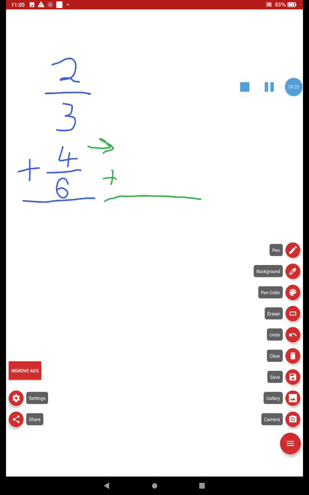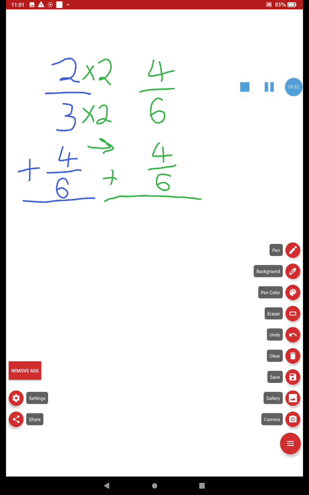Because it's 6, I can leave 4/6 the same. But I need to change 2/3. How do you change a 3 into a 6? 3 times 2 is 6. When I'm changing a denominator, whatever I do to the bottom, I got to do to the top. 2 times 2 is 4.